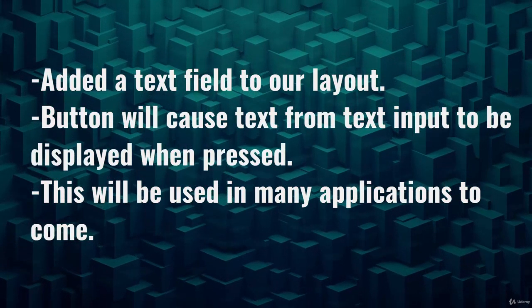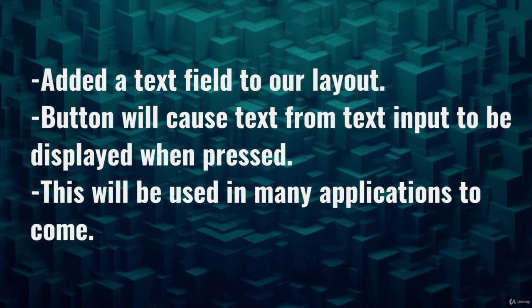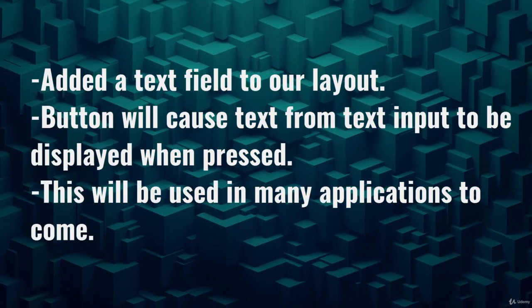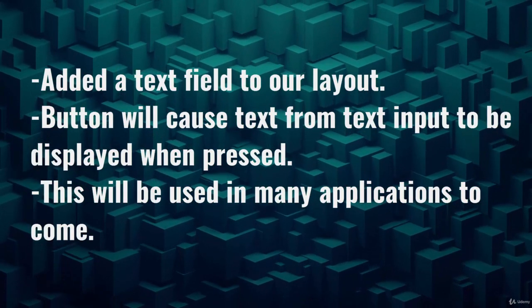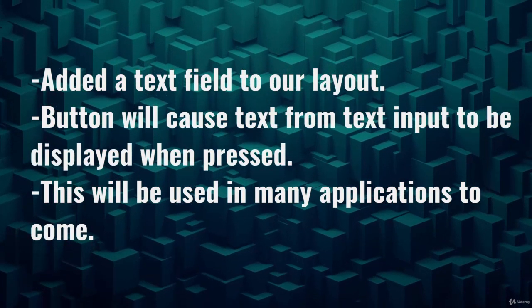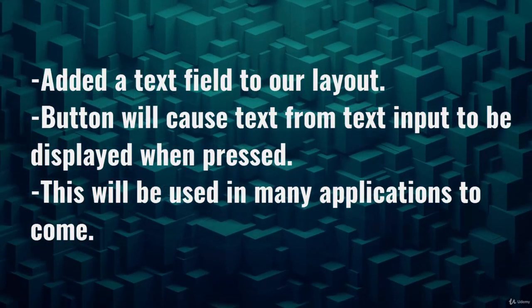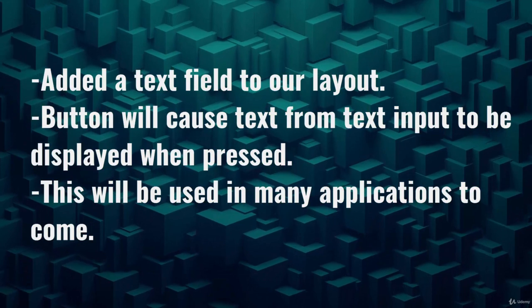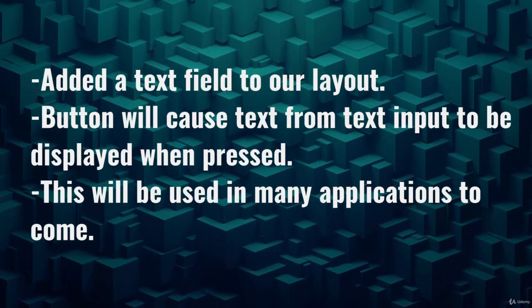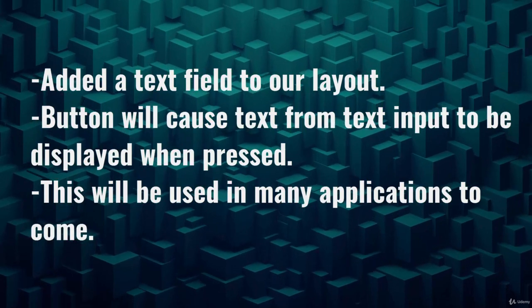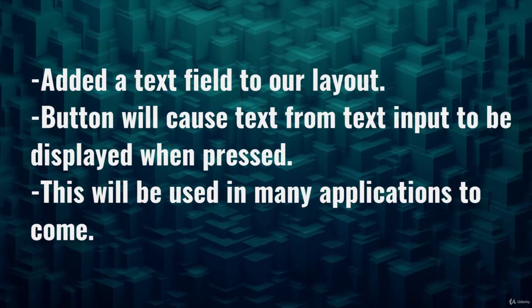And this is an important skill to have, so this combination of the text field, label and button is pretty common, and we're going to be using this in many applications to come, because most applications will need to take in some kind of user input in the form of text, and often there'll be some kind of button press or some event that will trigger that text to be handled or displayed.